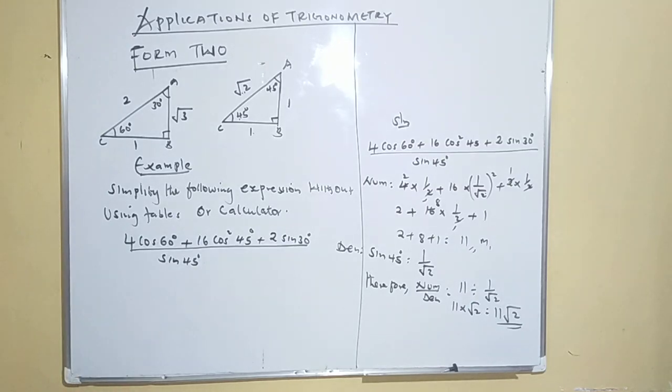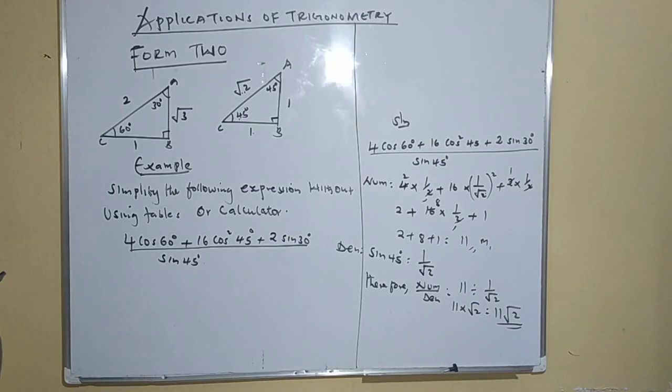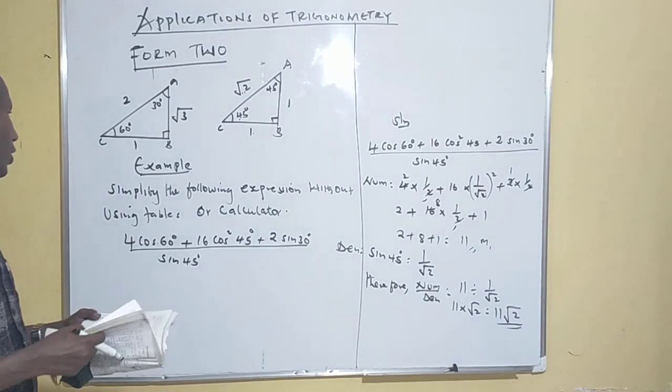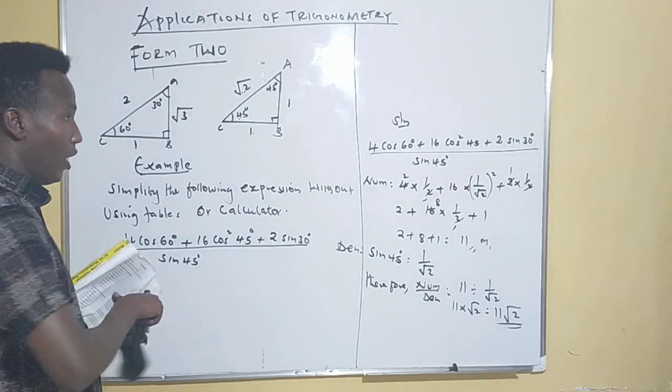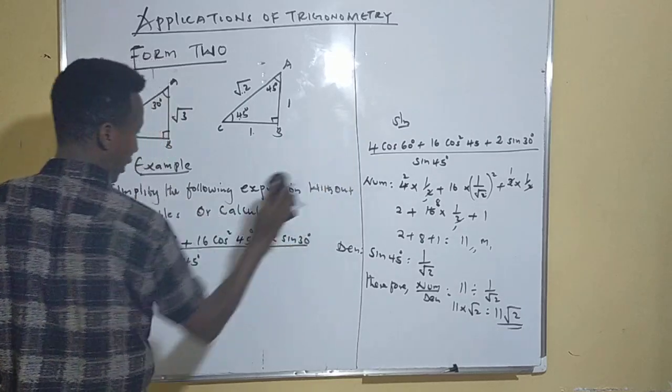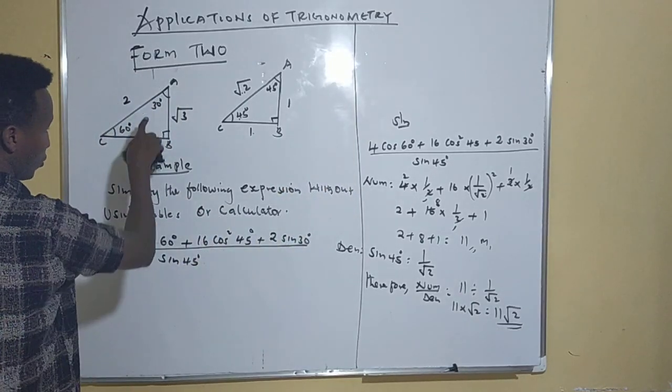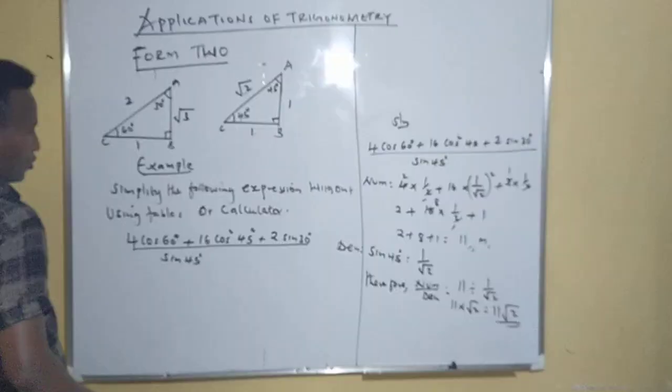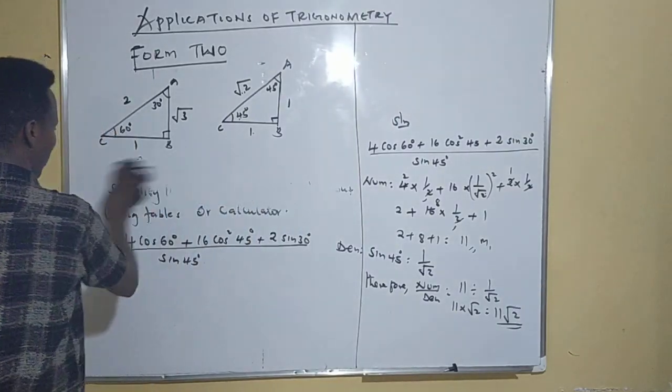So now let's see more examples so that you understand better this thing. We cannot leave these triangles, because they will help us. Let's go and see more examples. I hope you have gotten this thing. Get the corresponding value from these two triangles and then solve the problem. Let's go.